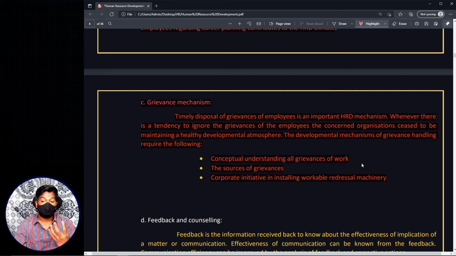Now how are you developing using grievance mechanism? You are trying to create a positive environment in the organization by solving all the problems, or all the grievances, or all the dissatisfactions that are faced by the human resource in an organization, which in turn will nurture and contribute towards the development of the human resource in an organization, right?